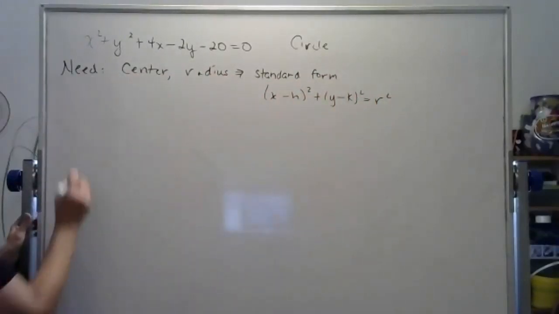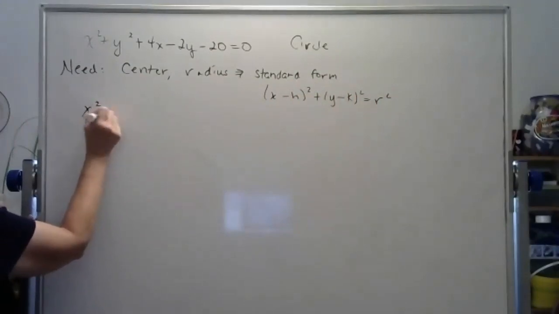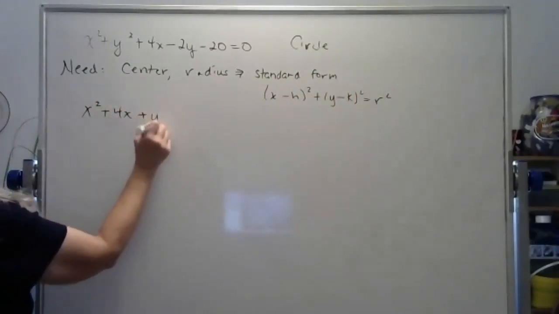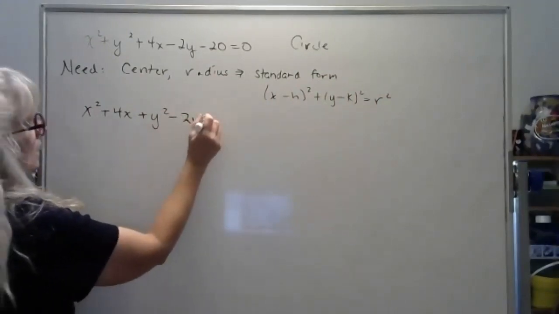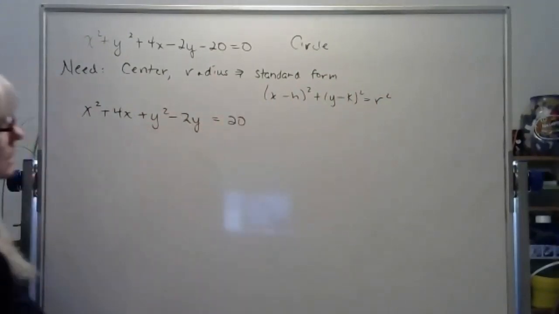So we're going to complete the square. And to do that, we are going to group like terms. So I'm going to put the x's together. I'm going to put the y terms together. And I'll move the 20 to the other side. So I have x squared plus 4x plus y squared minus 2y equals 20.